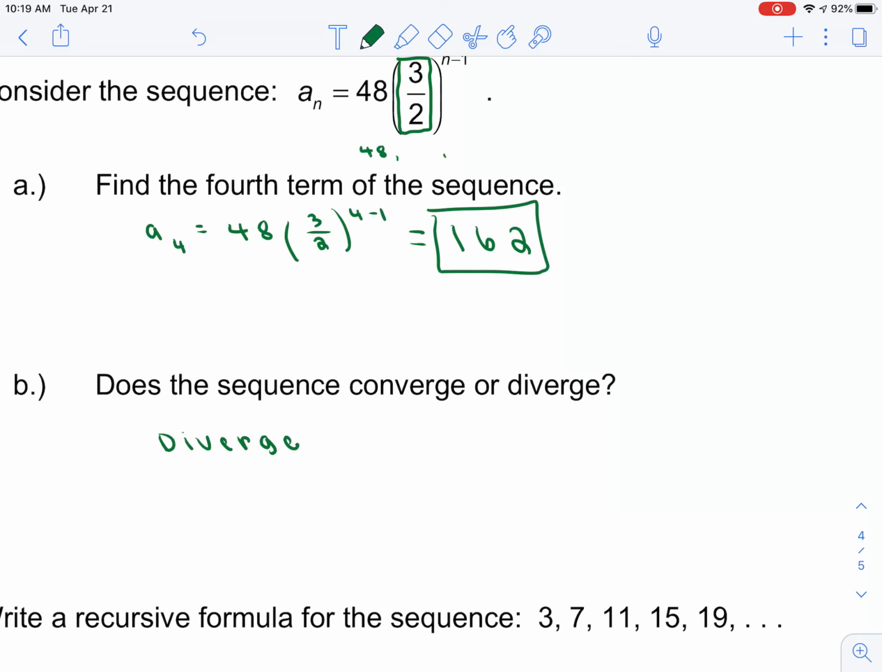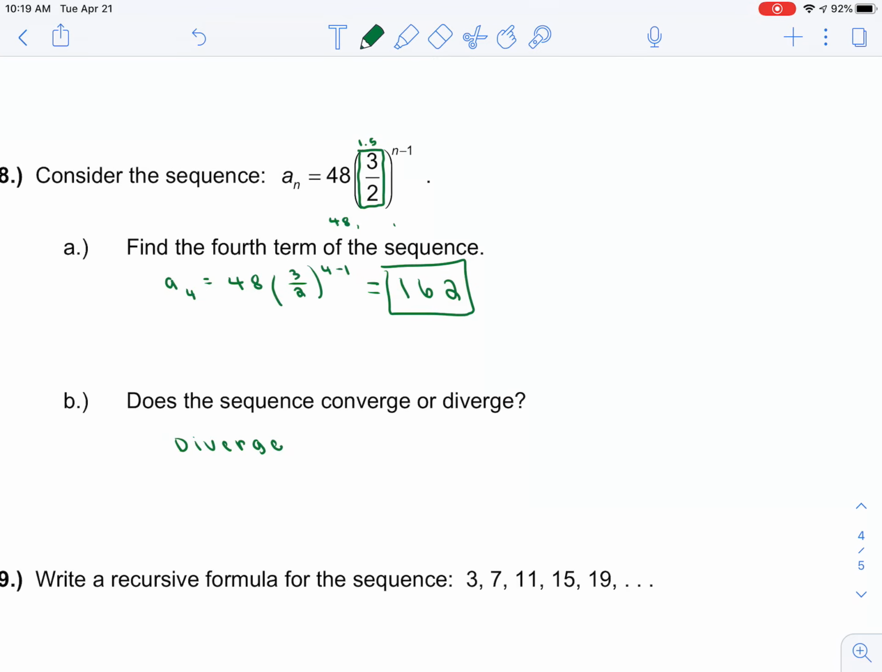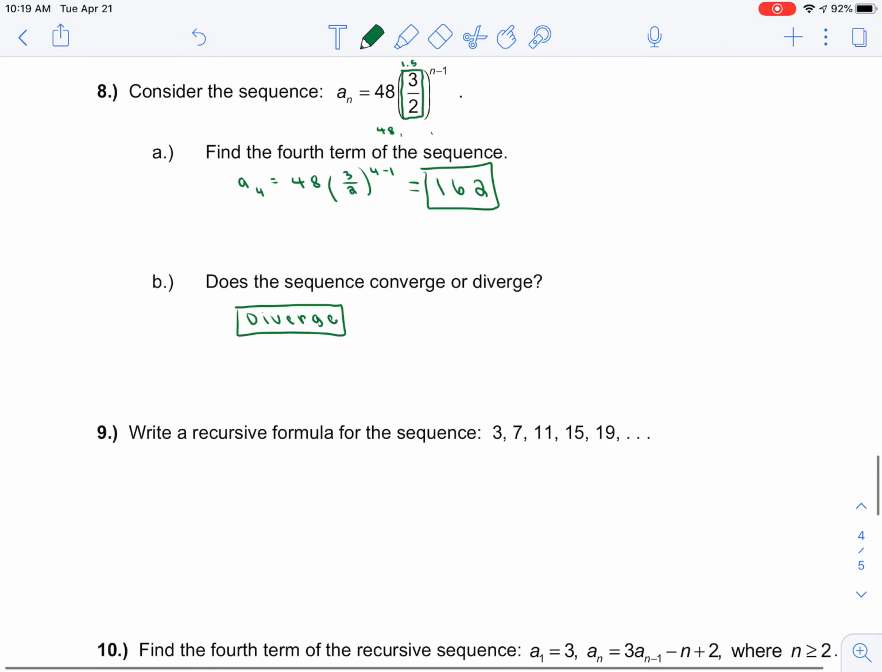Now, if you're not sure with that, start typing in different numbers for n. You can graph this and look at different n values and see what's happening with the numbers. But you're going to see this is an exponential growth function, so it will diverge.